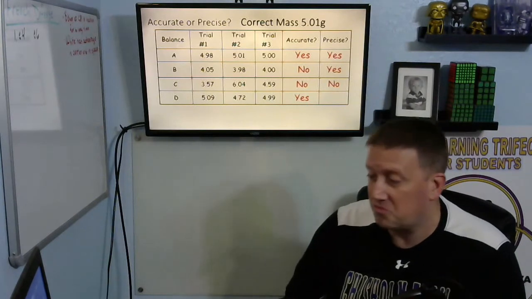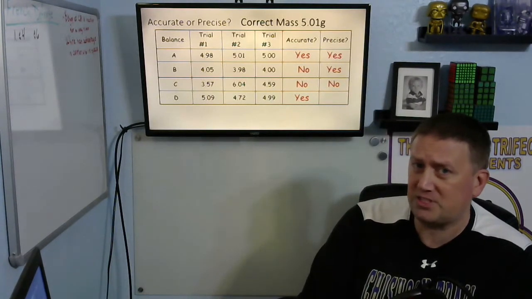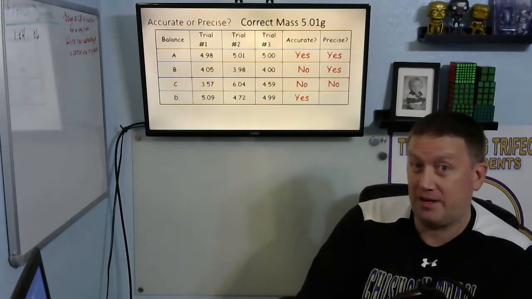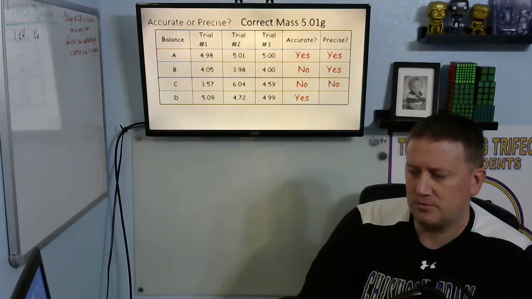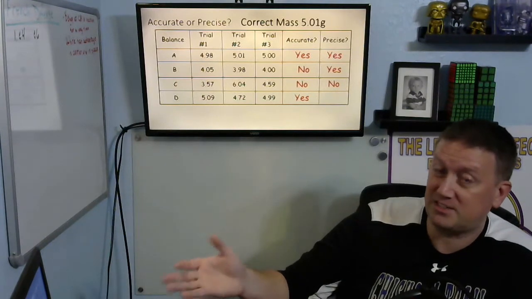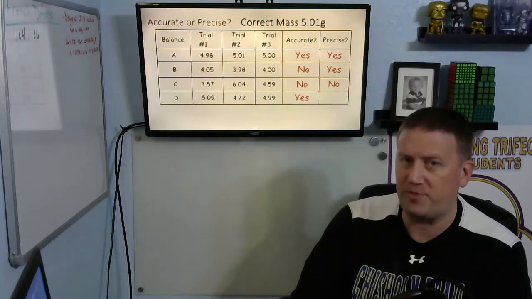So compared to some of them, yeah, they're precise. Compared to Group A, they're not as precise as Group A, because Group A, they were only 3/100ths of a gram away from the actual answer.